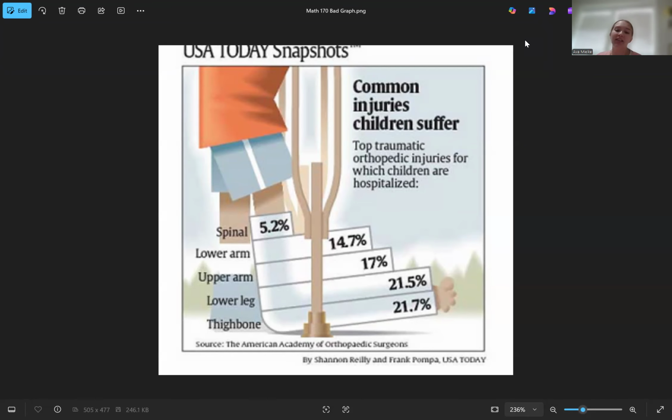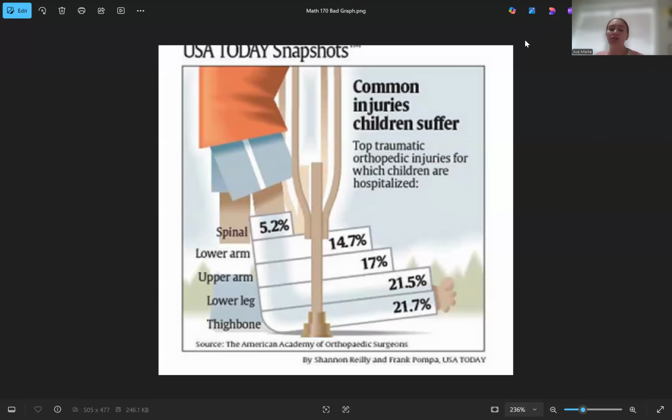On the X axis, it's not labeled, so you don't actually know what the percentages are referring to, and there are no tick marks or scaling. It's unclear exactly what it starts at. And then also the y-axis, even though the individual bars are labeled, there's not an overall y-axis title.